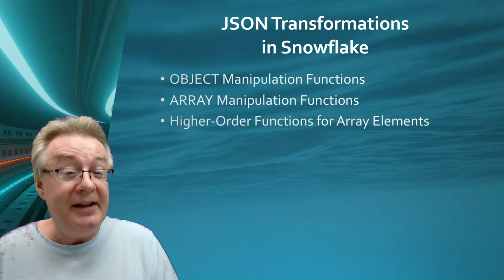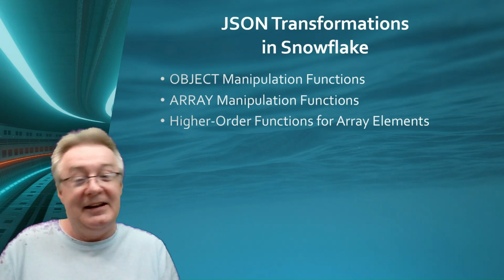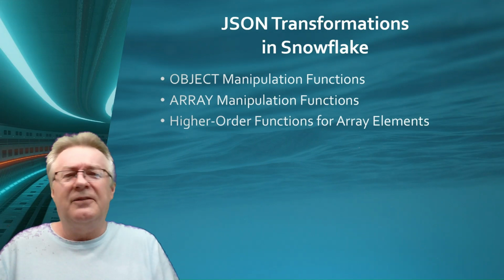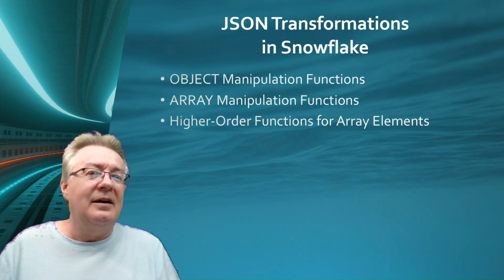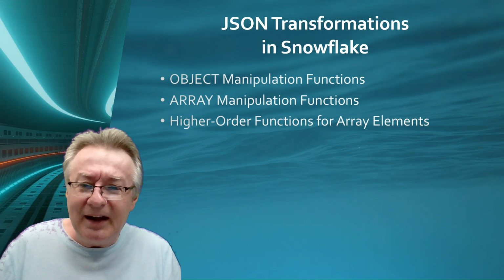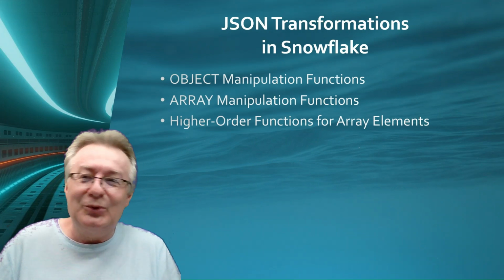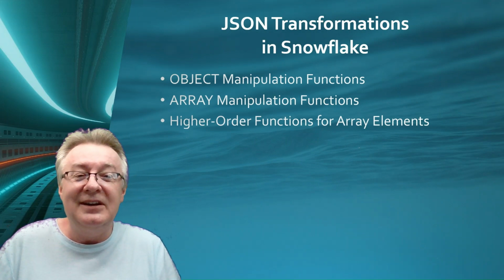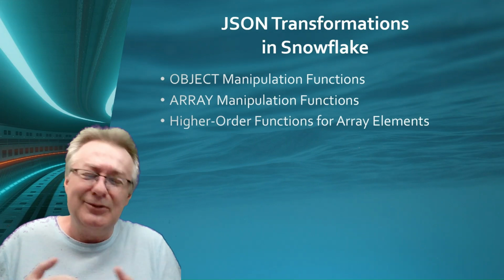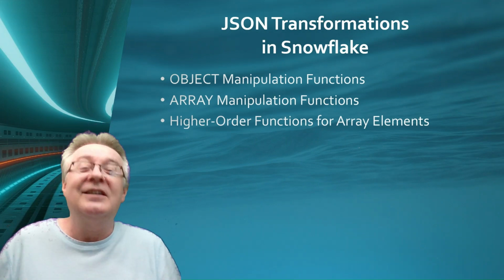You'll talk about higher order functions for array elements. This is a super exciting feature that has been added by Snowflake just a few weeks ago, and basically is using lambda or anonymous functions to do some very, very basic transformations on the array elements. And you can use it, you should use it in JSON.